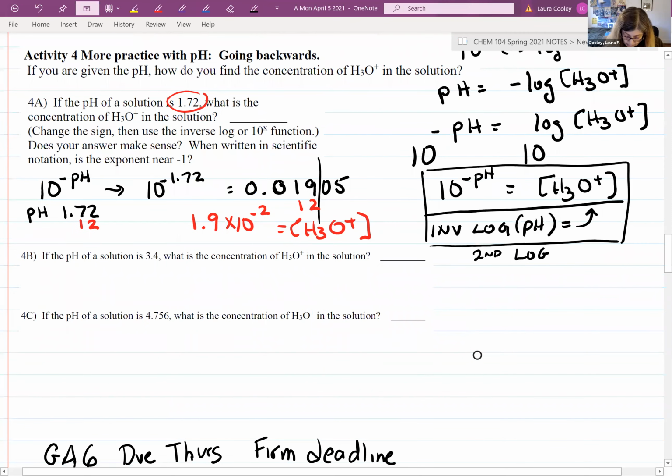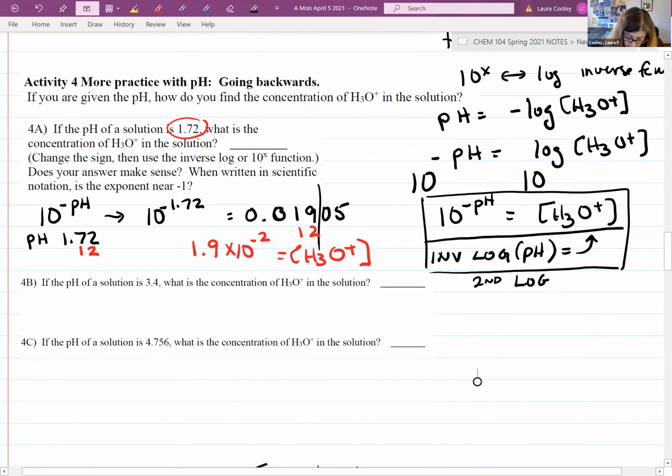Okay, so let's do a couple more examples like this. If the pH is 3.4, what is the concentration of H3O plus? Oh, I see there are some chats that I'm not looking at here. Right, Daniel, the inverse log of negative 1.72 is 0.019. Yes, exactly.